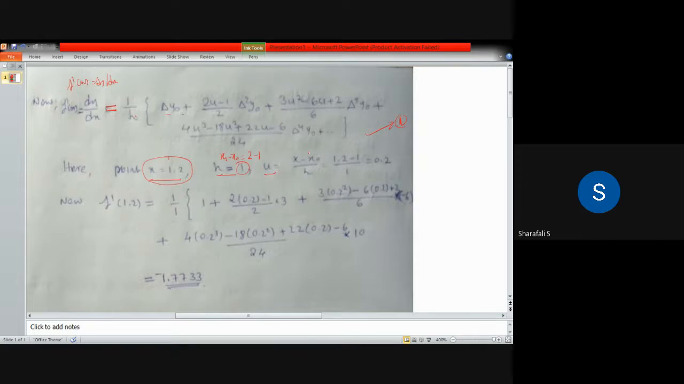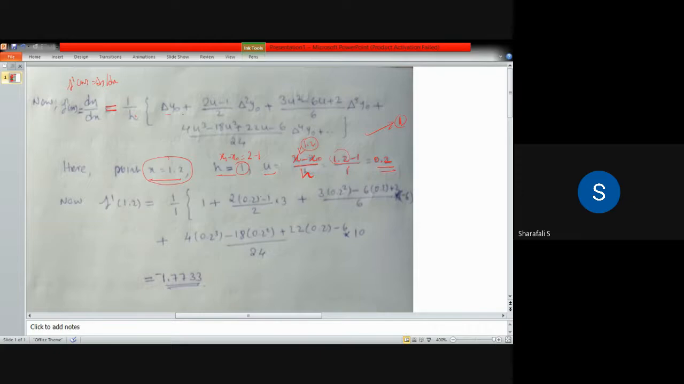And u is nothing but x minus x0 divided by h. So what is x? X is 1.2 here. That is the value at which we have to calculate the dy by dx. So x is equal to 1.2. So 1.2 minus 1 divided by 1. 1 is h. So that will give you 0.2 as your u value.